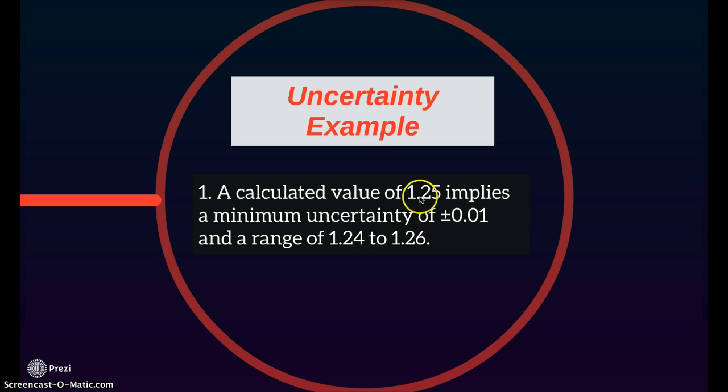The number of 1.25 is just an estimate, and its uncertainty is plus or minus 0.01, because we're looking at the last rounded digit, which in this case is the 5, which is in the 100th position. This means that it does have a minimum uncertainty of 0.01.